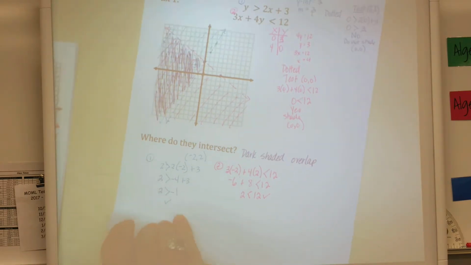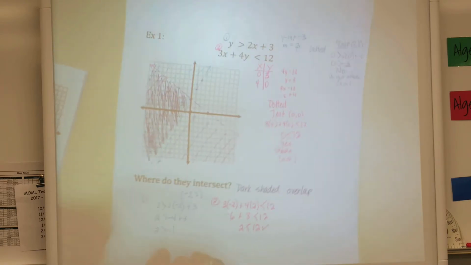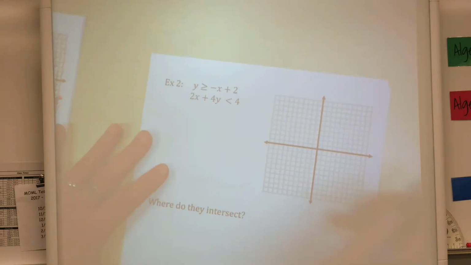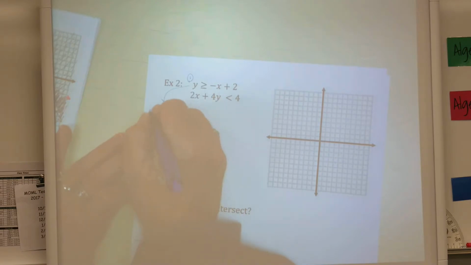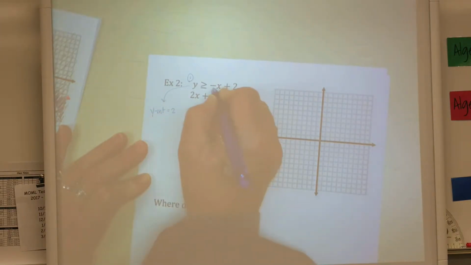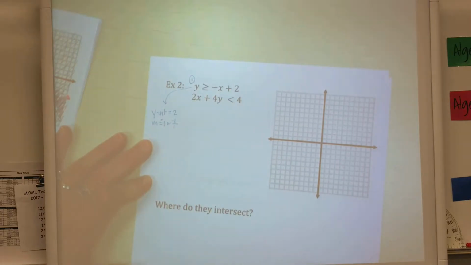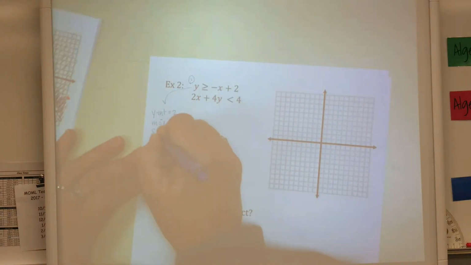All right, so let's try another one. Okay, so for this one, first line, this is in slope-intercept form. My key features are my y-intercept is positive 2. My slope is a negative 1, or negative 1 over 1 for graphing purposes. I have a line under my inequality, so this means this is going to be a solid line.